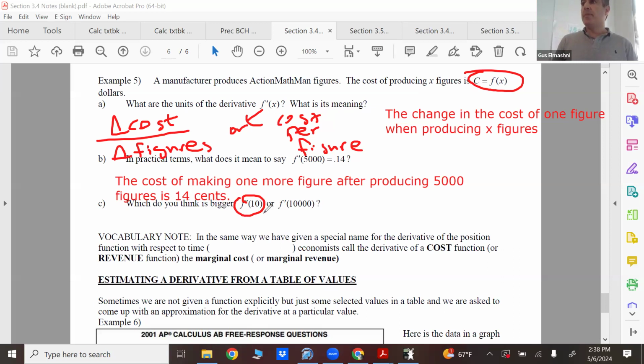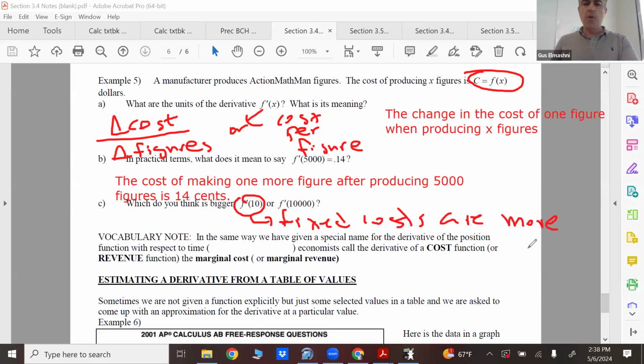No, at a specific moment. Because remember, there is an instantaneous rate of change at that specific moment when you produce 5,000 figures. So that probably tends to be bigger, and that's mainly because the fixed costs are more impactful, but they tend to go down as time passes.